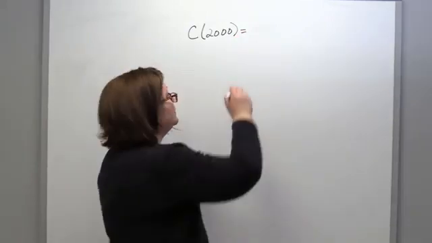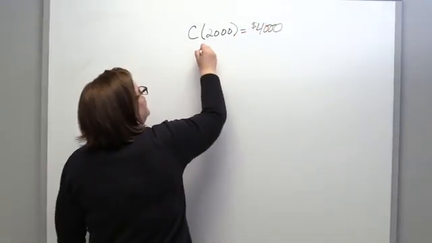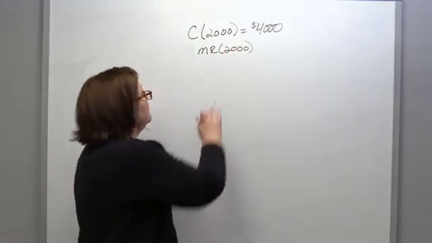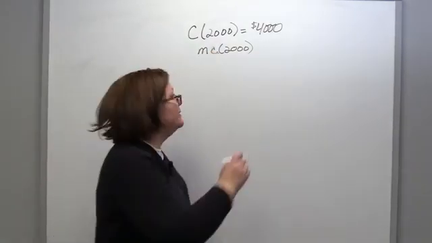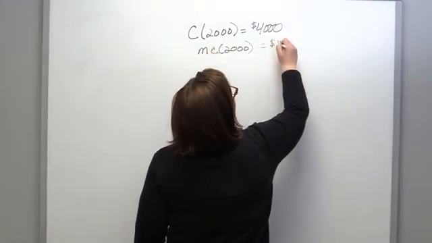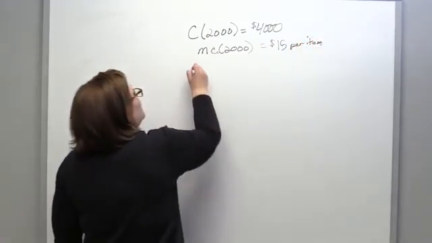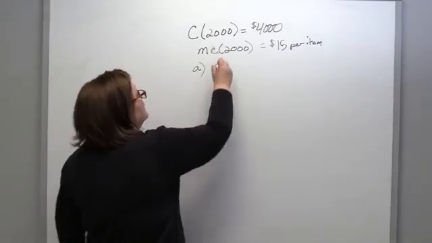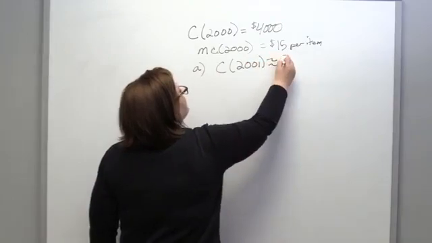is $4,000. And we're given the marginal cost at that production level. Marginal cost at that production level is $15 per item. So in part A, we're asked to find what is the cost of producing 2,001 items.